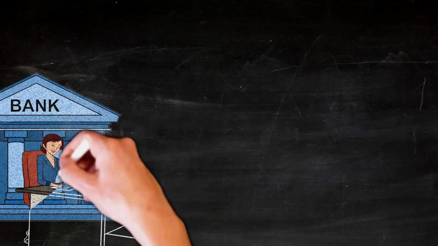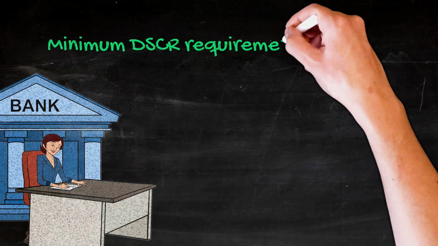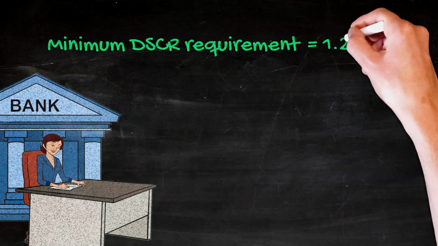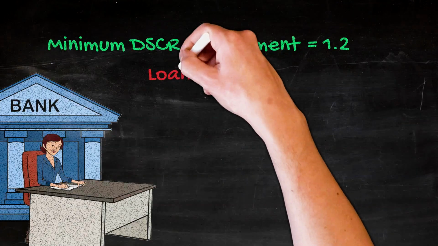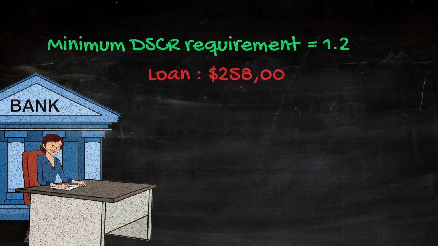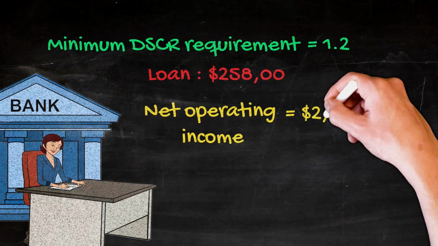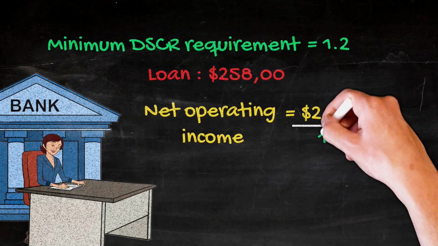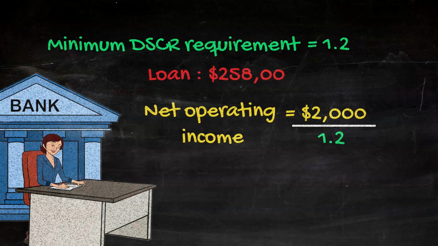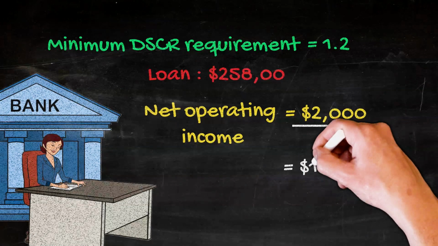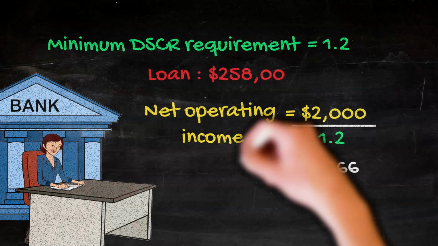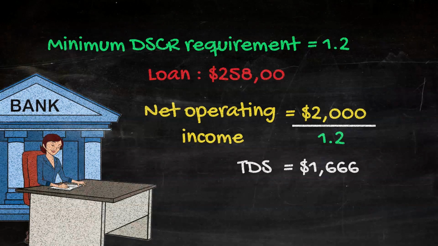So in this example, it would mean that if the bank's minimum DSCR requirement was 1.2, the most that it would be willing to lend on this property would be about $258,000. The way I figured that out is by taking the $2,000 net operating income and dividing it by the bank's minimum DSCR of 1.2. This equals $1,666, which is the maximum principal and interest payment, the TDS, that the bank would allow you to have in this case.